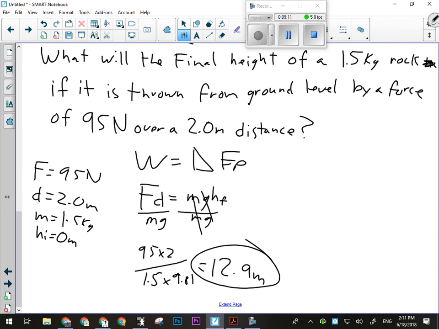So those are exactly like the work energy theorem questions you had on your physics unit exam. All right, what else do we want to look at? Conservation of energy.